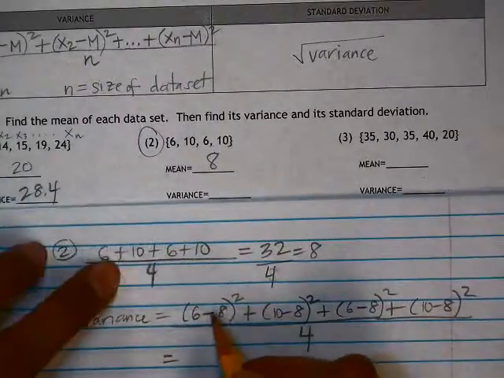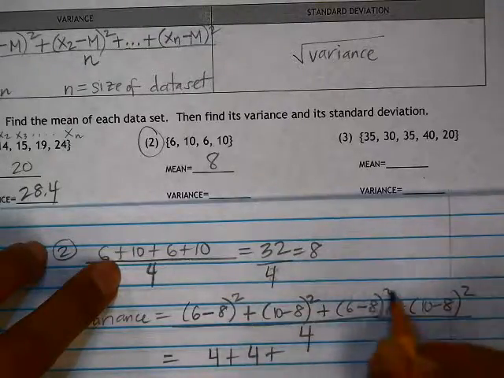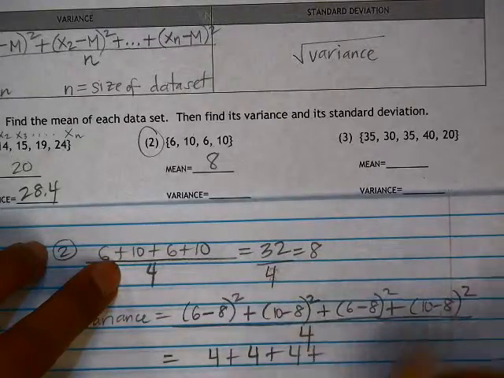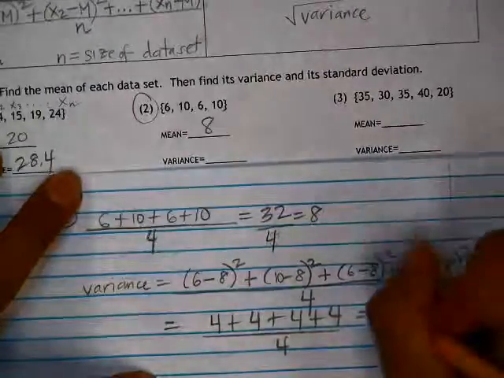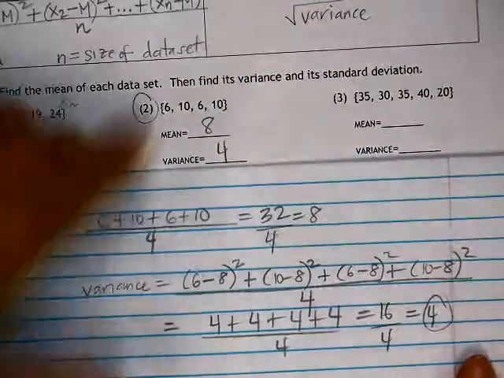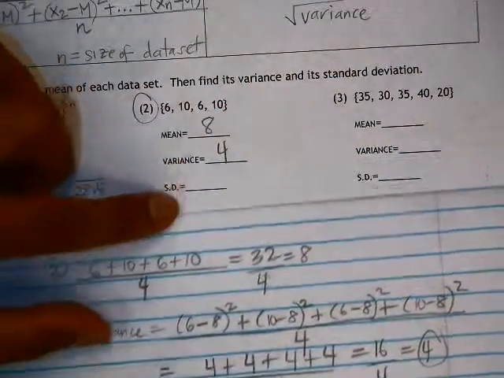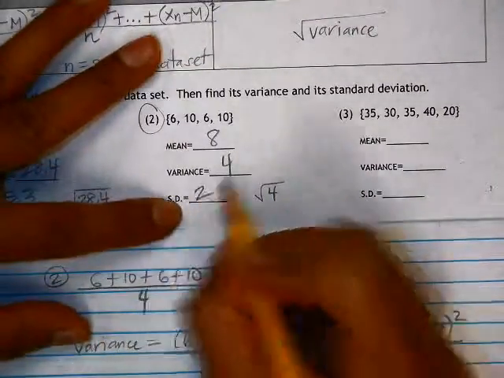So here we have negative 2 squared, which is 4. Positive 2 squared is 4. Negative 2 squared is 4. Positive 2 squared is 4. So 4 plus 4 plus 4 plus 4 is 16. Divide that by 4, and the variance is equal to 4. So nice numbers on this one. We don't even need our calculator. Standard deviation is the square root of the variance. In this case, that's equal to 2.